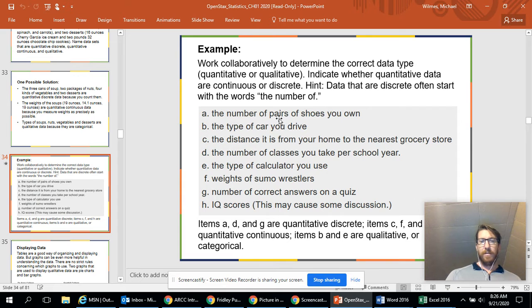Quantitative, discrete. Type of car you drive, that's a name, so qualitative. The distance it is from your home to the nearest grocery store, quantitative, continuous, because it's probably like 2.2 miles. Number of classes you take per school year, quantitative, discrete. Type of calculator you use, that's a name, qualitative. Weights of sumo wrestlers, weights, heights of anybody, quantitative, continuous. Number of correct scores on a quiz, it's going to be an individual number, so quantitative, discrete.